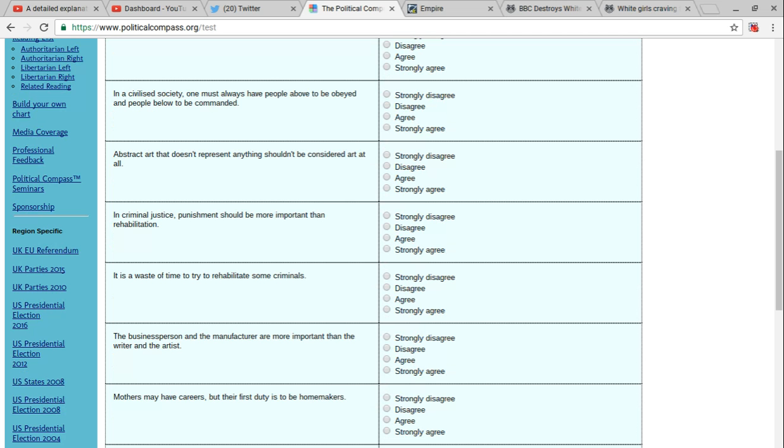In a civilized society, one must always have people above to be obeyed and people below to be commanded. I agree. There are lawmakers. There are those who deliberate on whether these laws are constitutional. Yeah, I agree with that. In terms of a structured hierarchy where you're born into it, not really, but I agree.